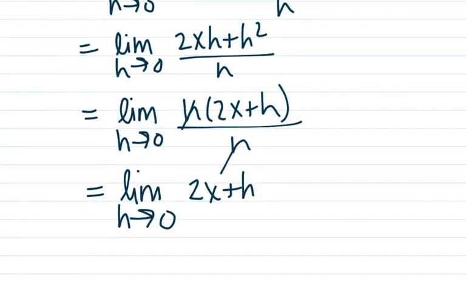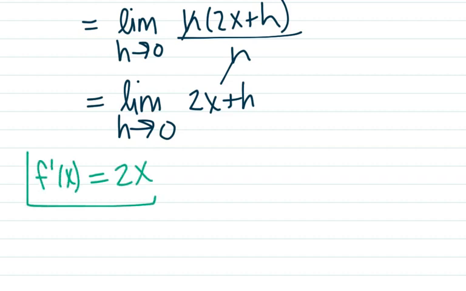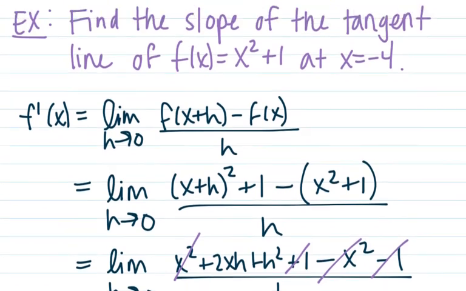Okay, so as h goes to 0, just remember that this is just going to go away, and it's simply going to leave us with 2x. So this is our derivative function. It's like an equation that will give us the slope at any point on our original function, f of x equals x squared plus 1.